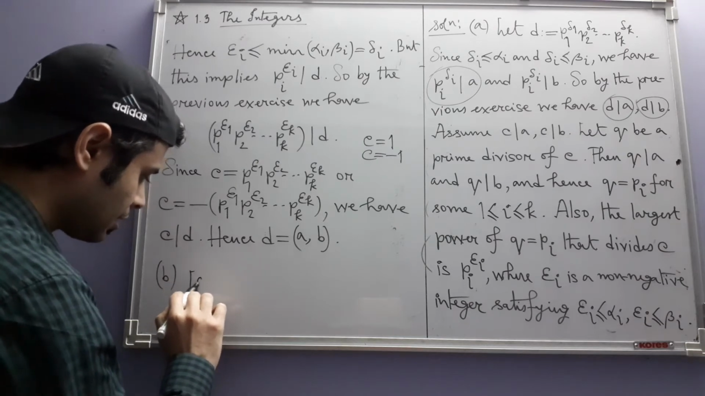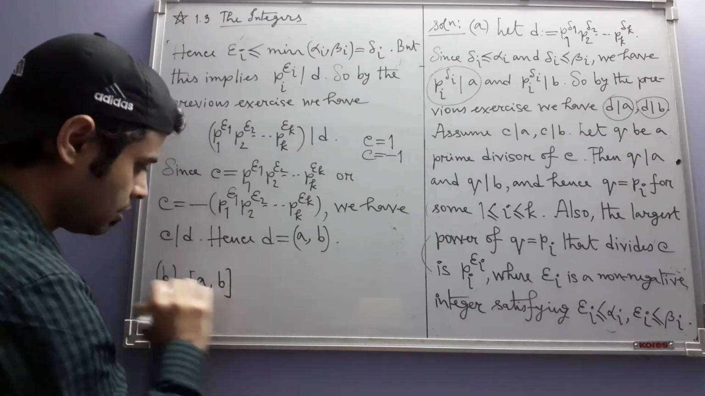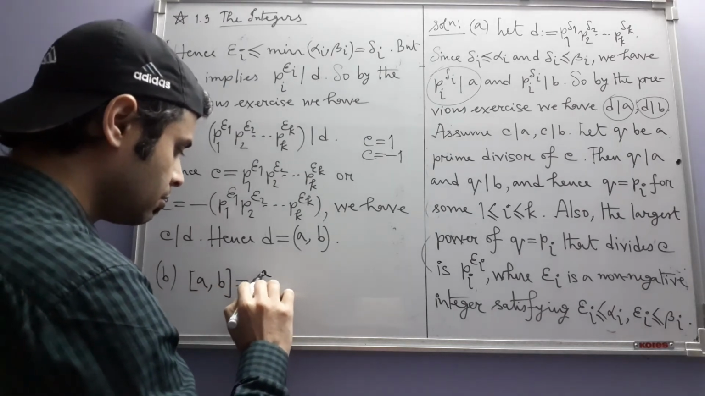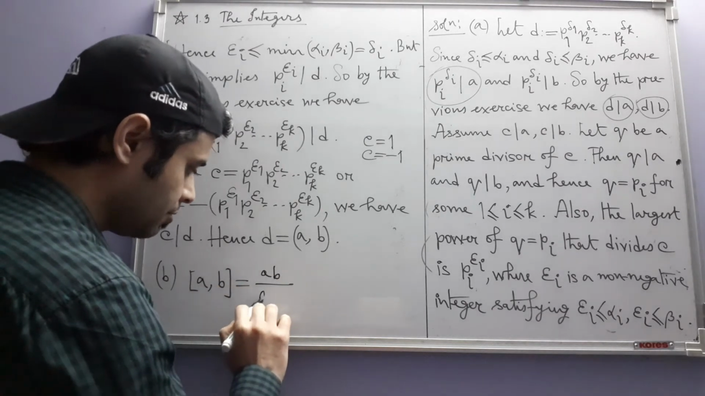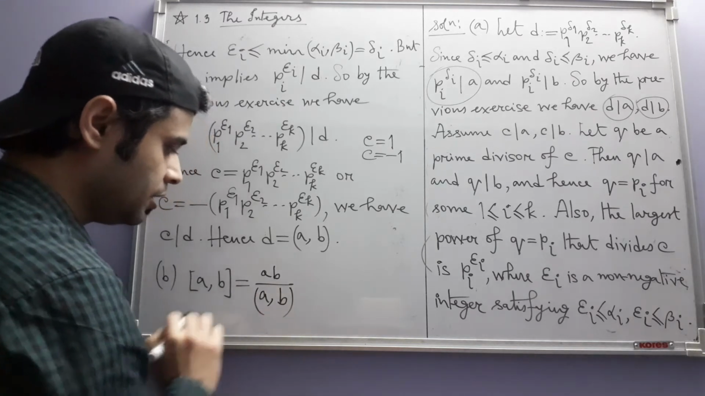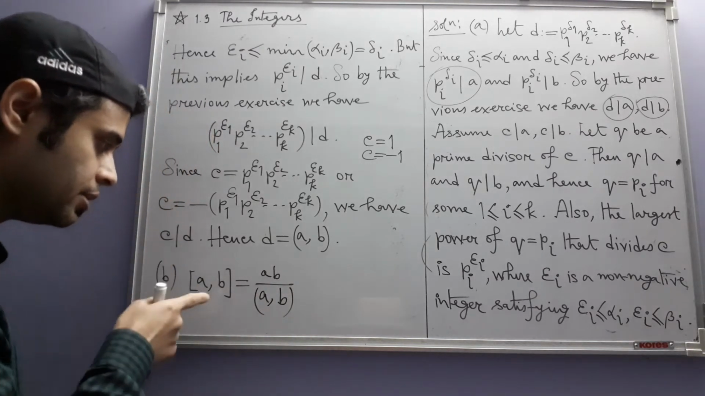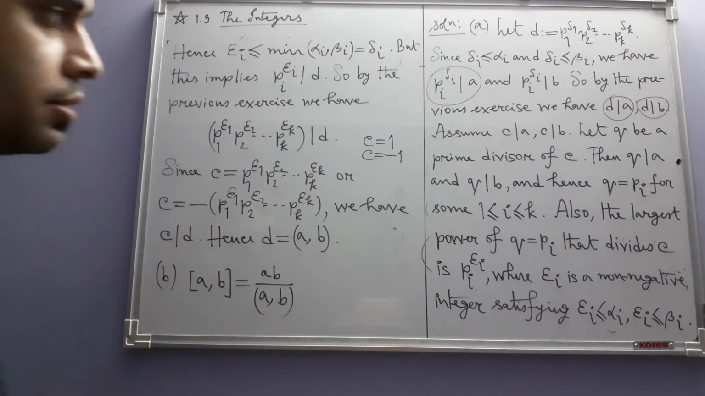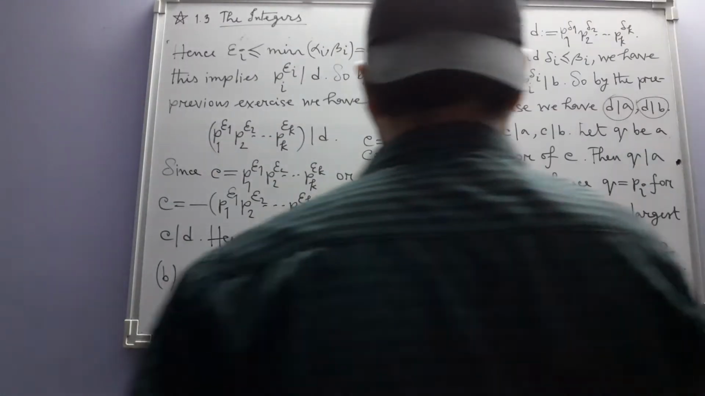I straight away write the LCM of A and B to be equal to the product AB divided by GCD of A and B, and I am able to write this simply because A and B are positive integers. Okay, that condition should be met.